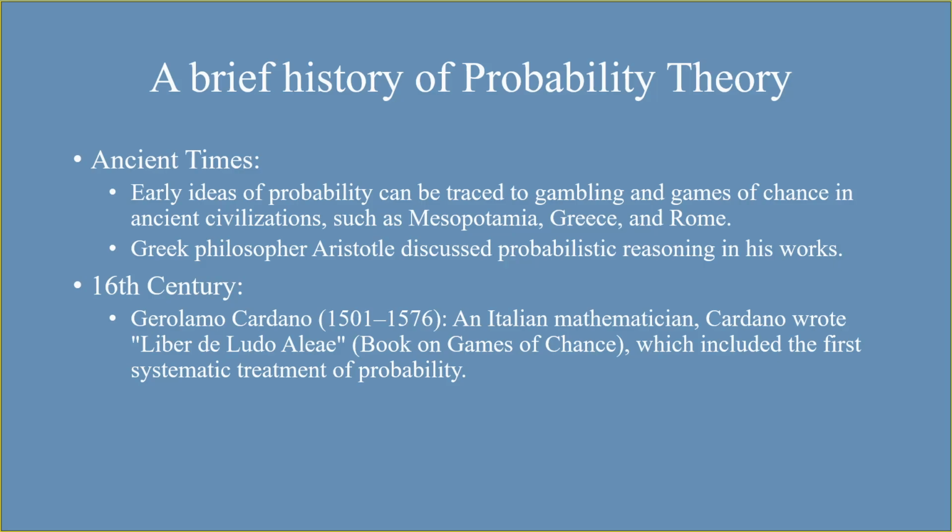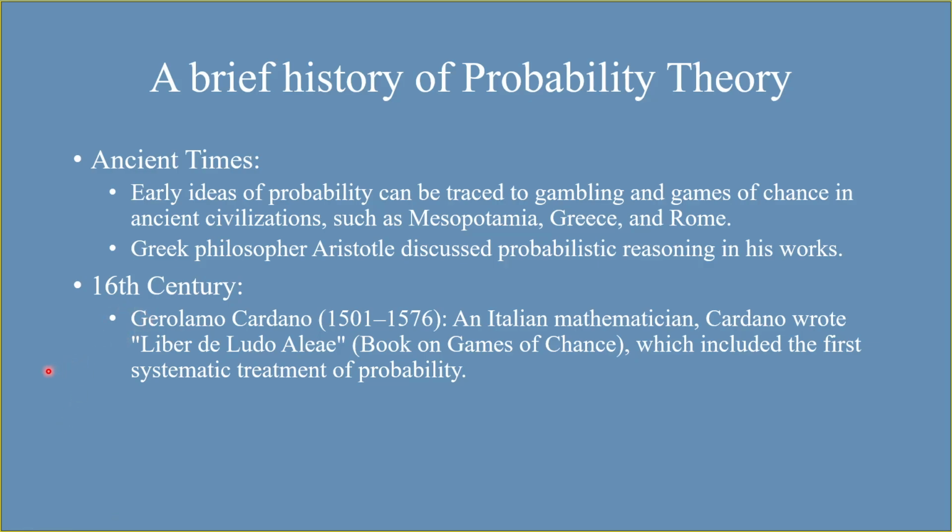So at first, let's see a brief history of probability theory. What is probability? Probability is something like you will get this or you will get that. It has been happening since ancient times. Early ideas of probability can be traced to gambling and games of chance in ancient civilizations such as Mesopotamia, Greece, and Rome. You can gamble like today it will rain or today it won't rain. It is like a 50-50 possibility. The Greek philosopher Aristotle discussed probabilistic reasoning in his works.